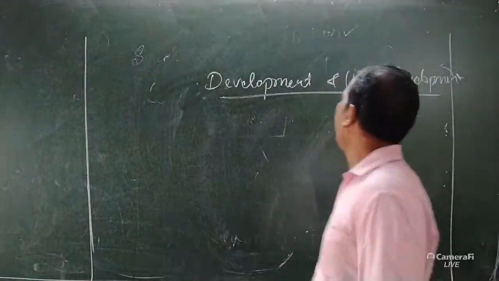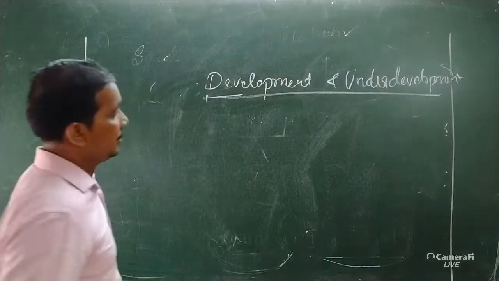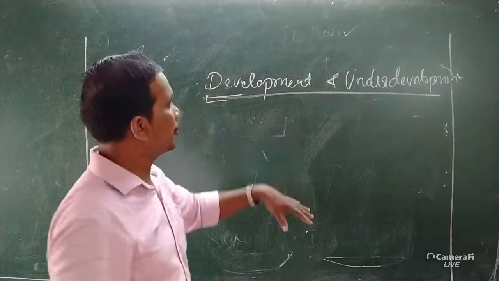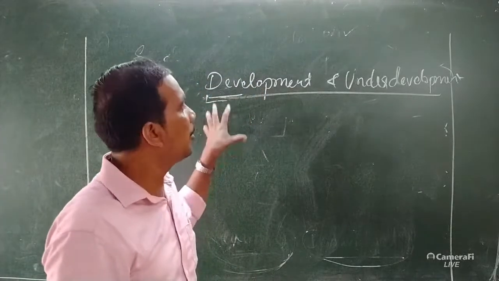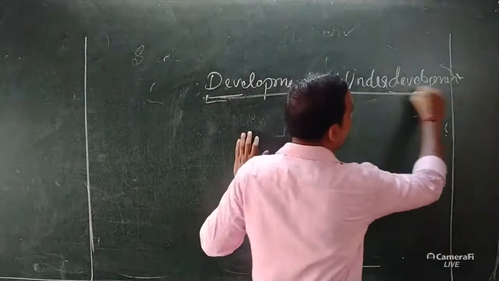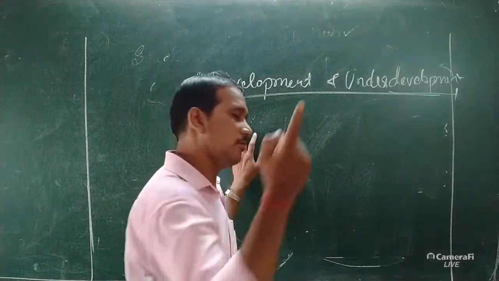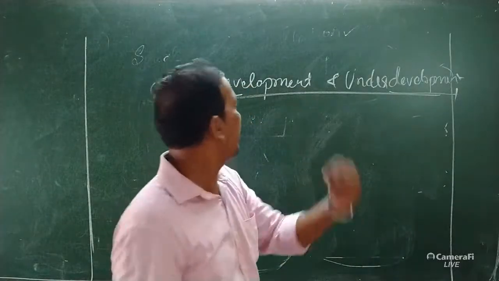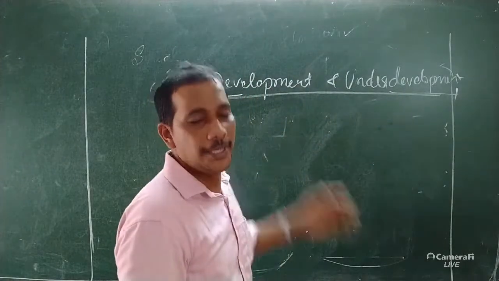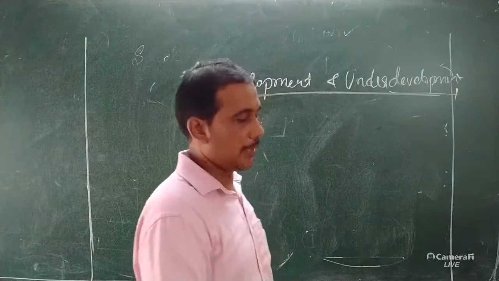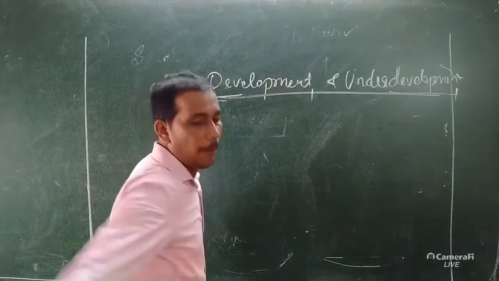The next one: development. In this chapter, we are going to study what development is, and some of the economists have also given information about development. Underdevelopment means poor countries. The entire world is classified into three categories: one is developed country, another is underdeveloped country, and the last one is the developing country. Our country is a developing country. But here, we are going to study about development.